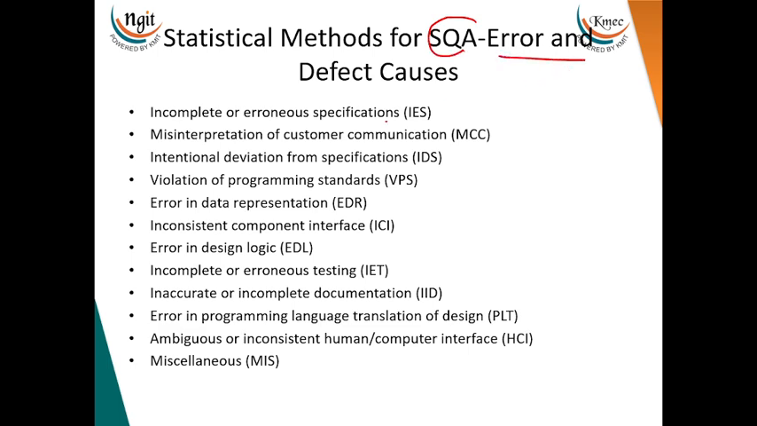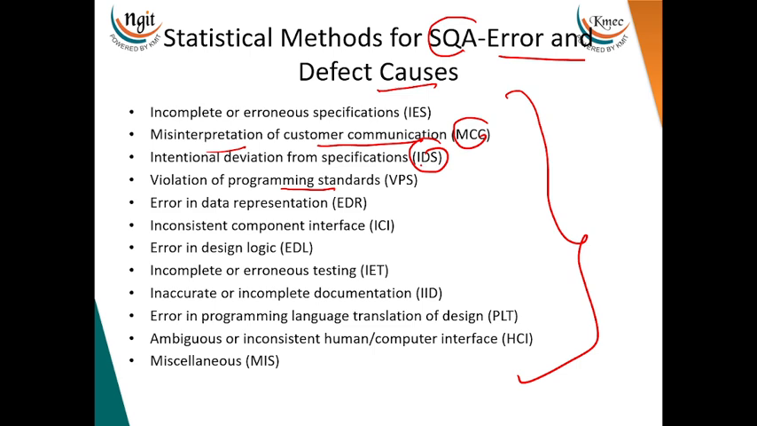Errors and defect cost. There are a few names given: IES, incompleteness or erroneous specification. MCC, misinterpretation of customer communication. IDS, intentional deviation from specification. VPS, violation of programming standards. EDR, error in data representation. IEC, inconsistent component interface. We will see these with an example as we move forward.